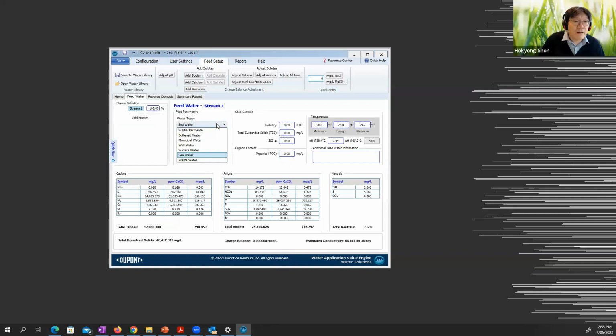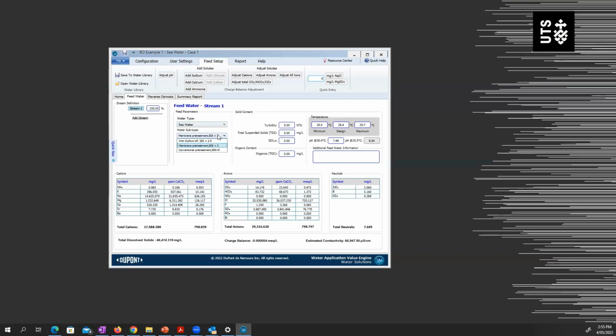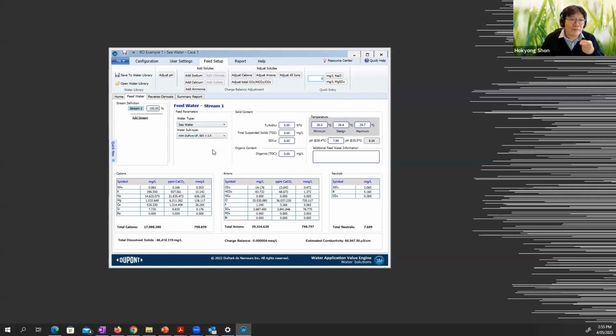Yes, second one. Second one, yes. Yes, I have different options. Right, because you want to use the UF, because we use UF now, right? DuPont. Or you can use the membrane pretreatment less than 3 or less than 2.5. So you can select here. But if you want to use conventional, which means the sand filtration.